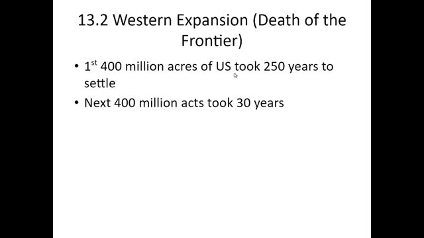For the first 250 years that settlers came to the U.S. from Europe, even before the founding of the United States, it took 250 years for the first 400 million acres of the continental U.S. to be taken over by Europeans, and it took 30 years for the next 400 million acres. It says acres, but it's supposed to be acres.